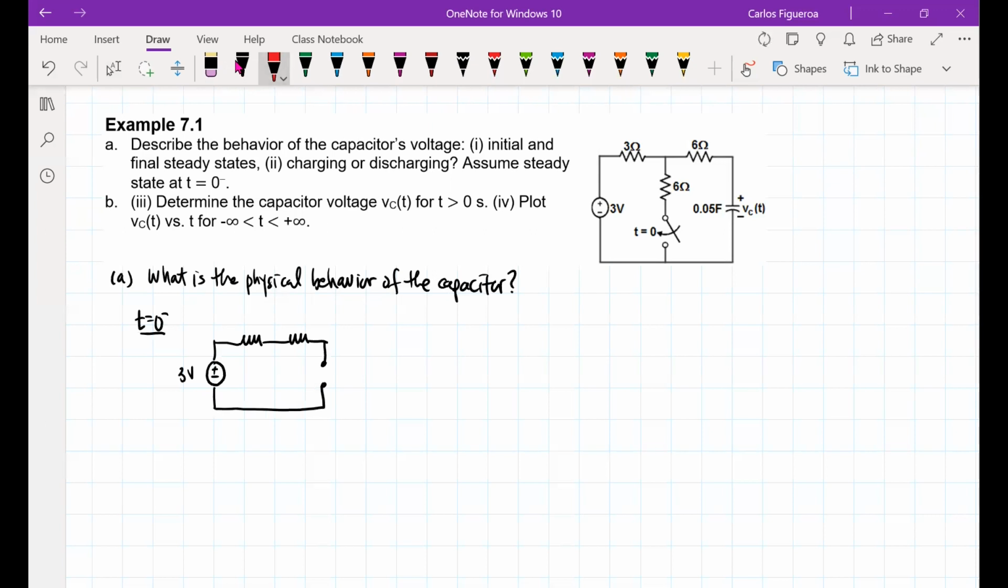So in other words, this voltage VC of 0 minus, you could see here is that the voltage of the capacitor sees the full voltage of the battery.